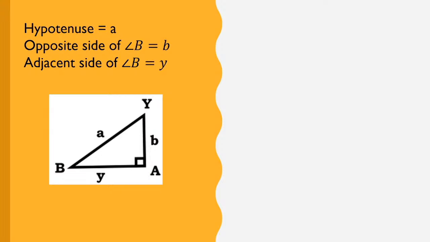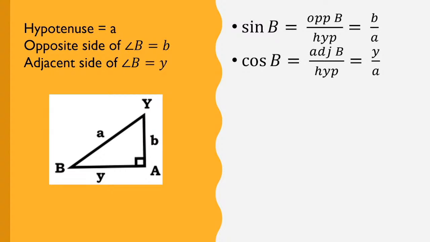Now, we can solve for the 6 trigonometric ratios. Let's start with SOHCAHTOA, sine, cosine, and tangent. Sine of angle B equals the opposite side of angle B over hypotenuse, which is equal to B over A. Cosine B equals the adjacent side of angle B over the hypotenuse, equals Y over A. Then tangent B equals the opposite over the adjacent side of angle B, which is B over Y.